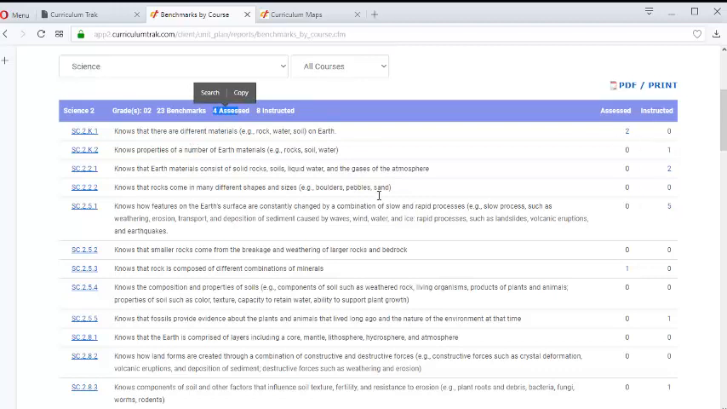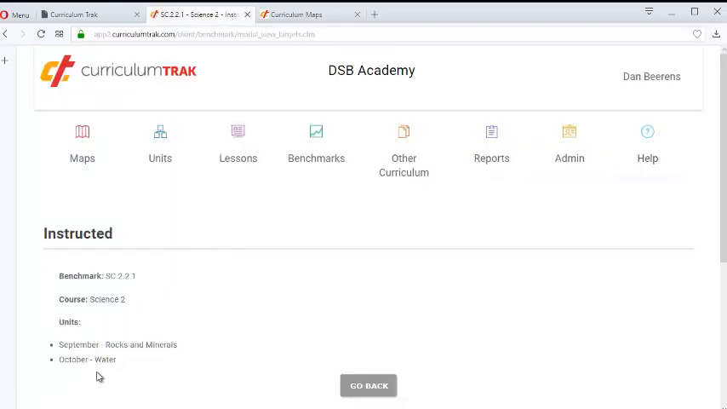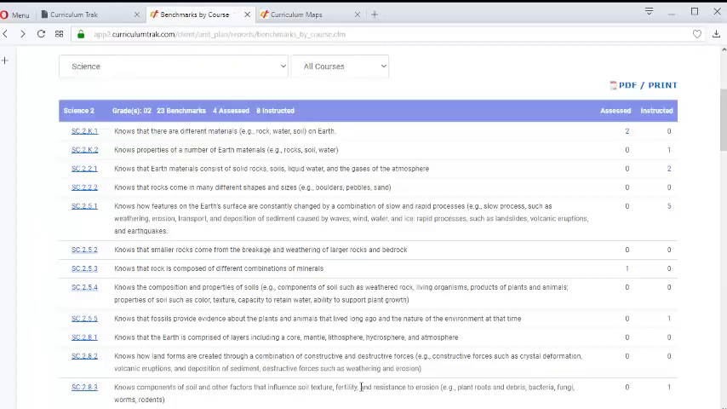By looking on the right side here, we can look, for instance, at this benchmark right here. Notice that this benchmark is being instructed in 2 different units within second grade. If I click on this number, notice that the zeros aren't clickable, but the numbers other than 0 are. If I click on this 2, it'll show me specifically which 2 units in this course that benchmark is being instructed in.